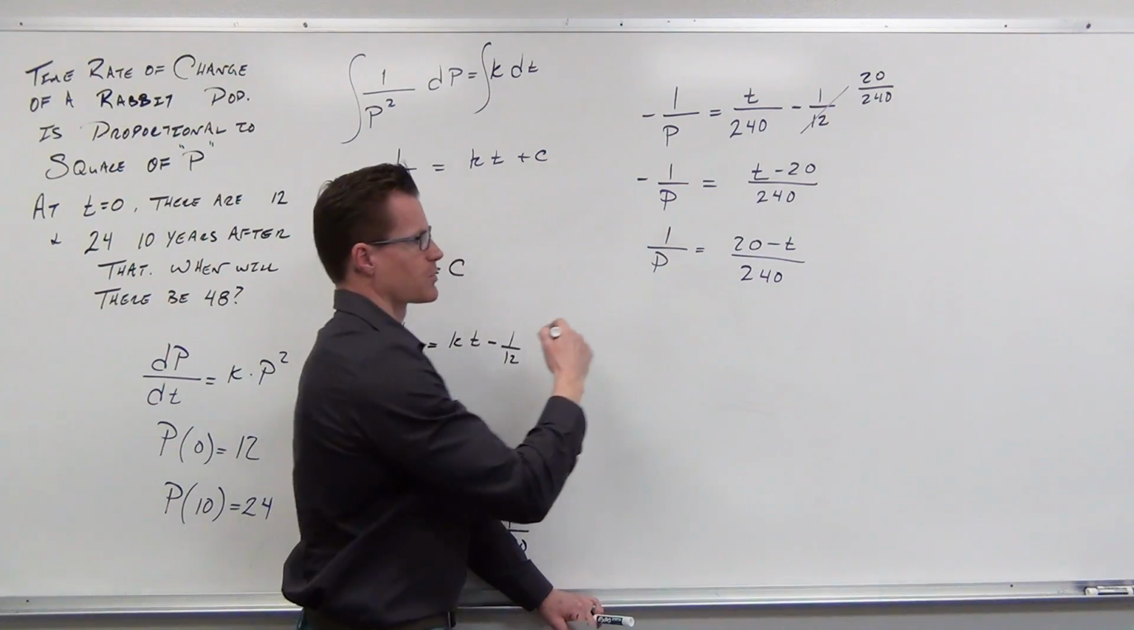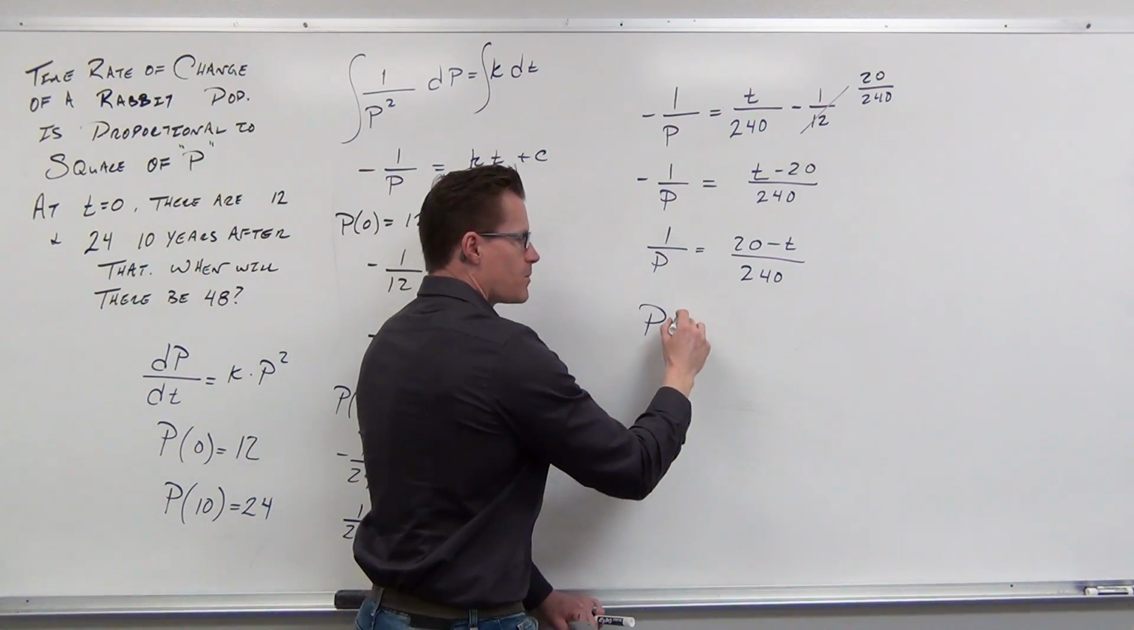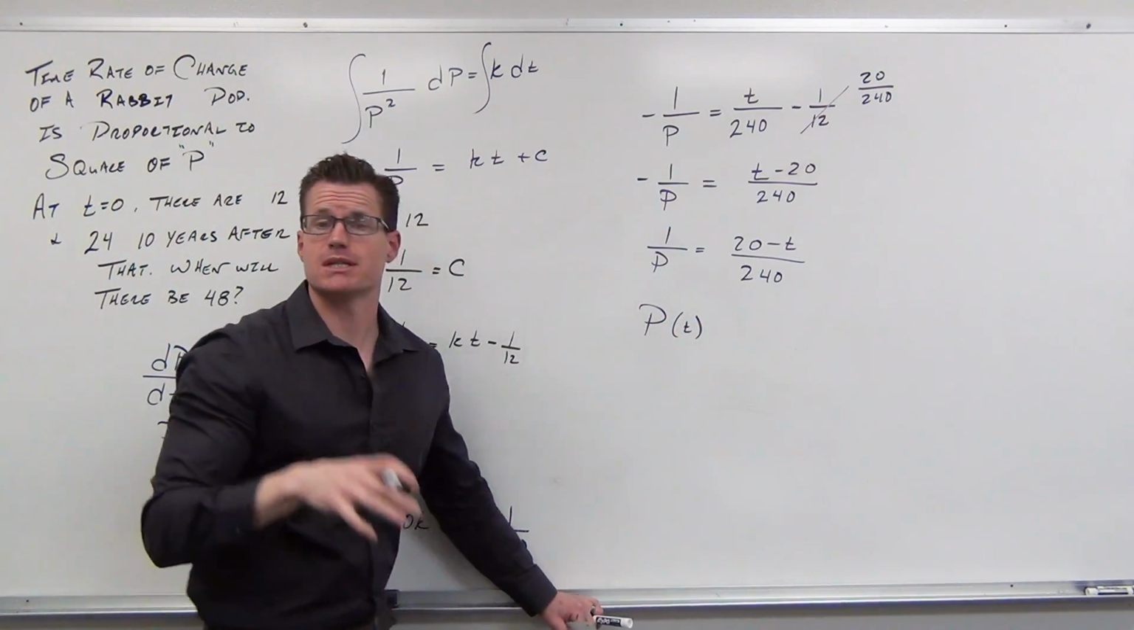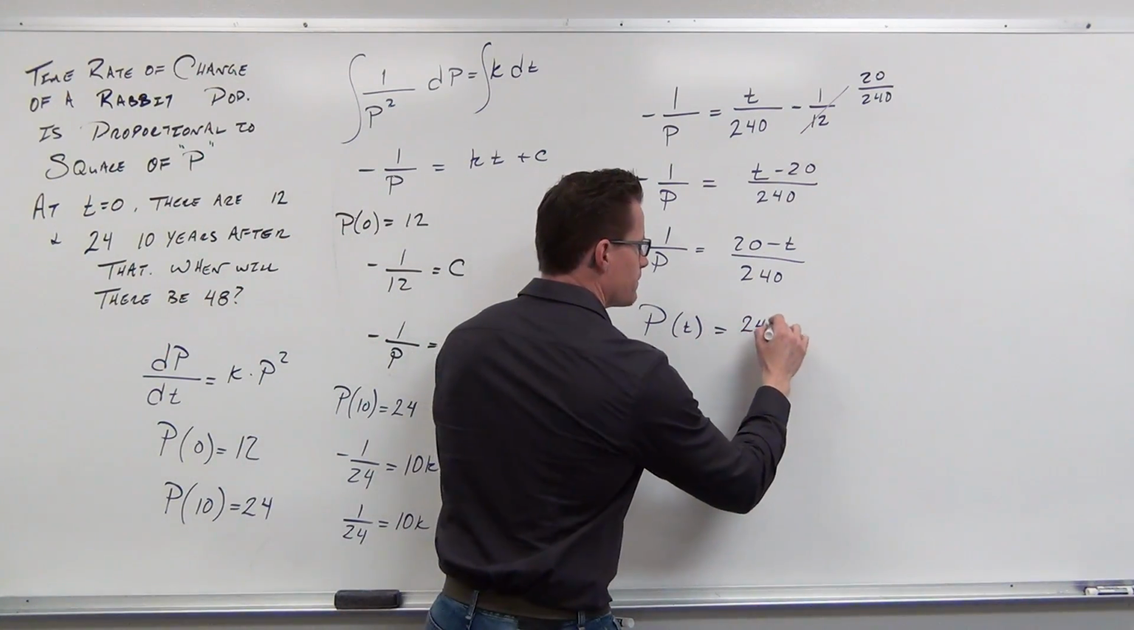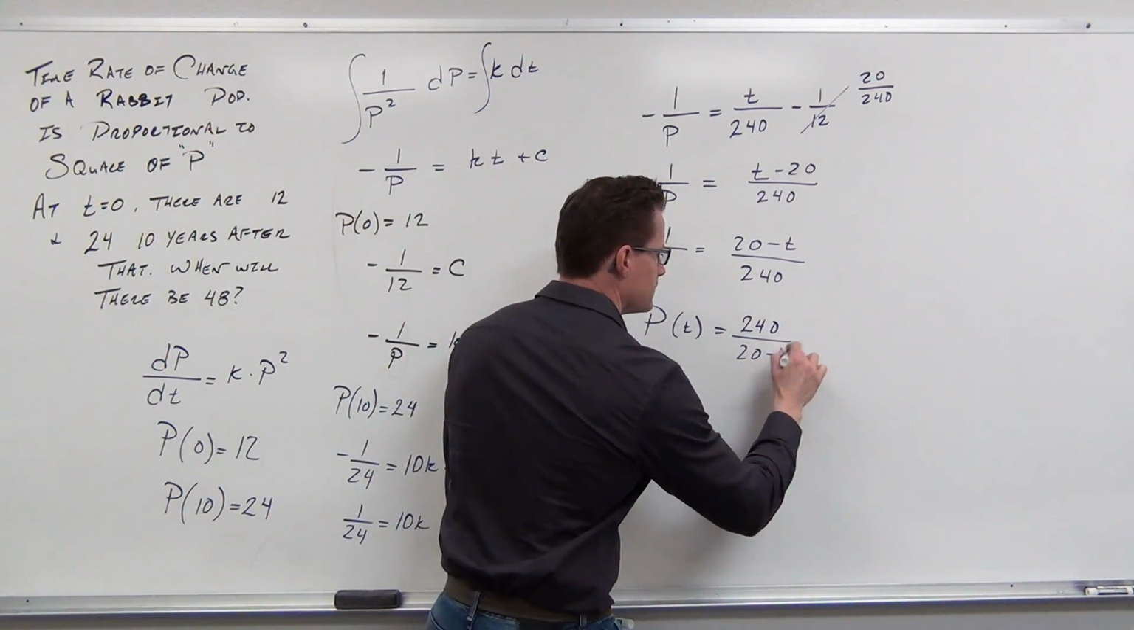And now we can reciprocate both sides. So our population with respect to time, and that time is in years, so we're having that in the back of our head, is 240 over 20 minus t.